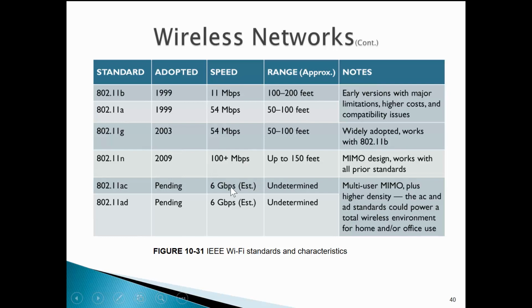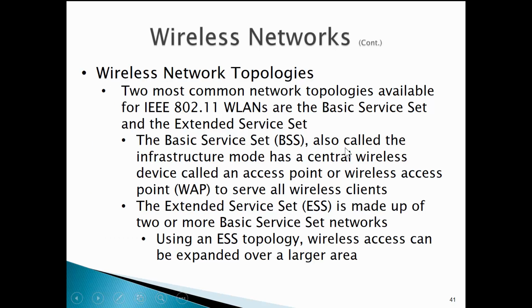And as you can see now, they're estimating 802.11ac has a speed rate of 6 megabits per second. Now remember, this is not your internet connection speed, folks. This is just the speed between your wireless router and a device on your network that's working wirelessly.